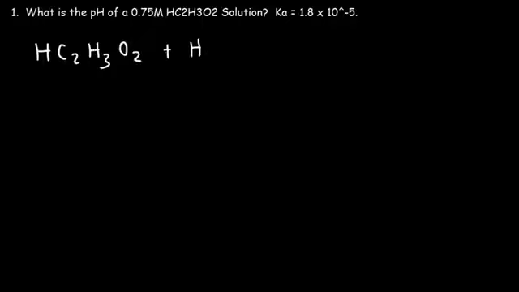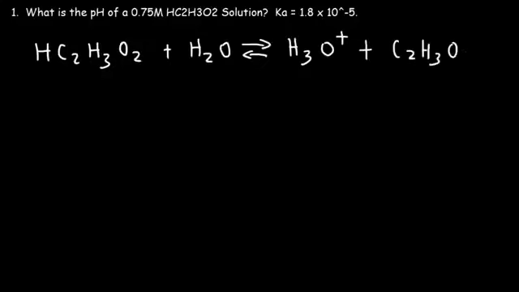So because it's a weak acid, it's going to be a reversible reaction. So we need to put two arrows. Whenever you add a weak acid in water, it's going to generate the hydronium ion, H3O+, and also the conjugate base, which in this case is acetate. So what we're going to do is make an ICE table.